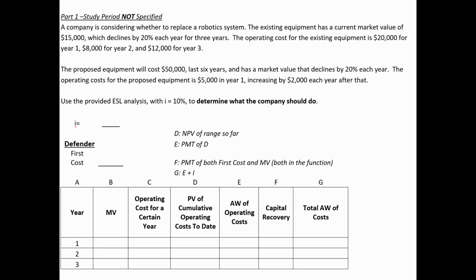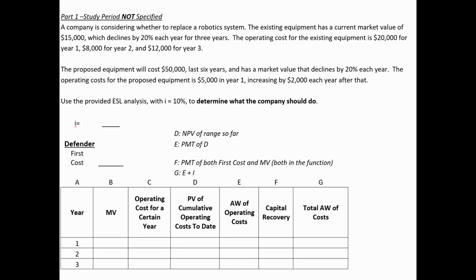So I've given you a suggestion of what the setup should look like. We've got 2 alternatives. You need to translate the problem statement into a cash flow table. There's a defender and a challenger. What we know about the existing equipment is we've got the market value, and the market value is declining by 20% each year. So that means in year 1, the market value will be 0.8 times the market value in year 0. By a 20% decline, that means it retains 80% of its value.